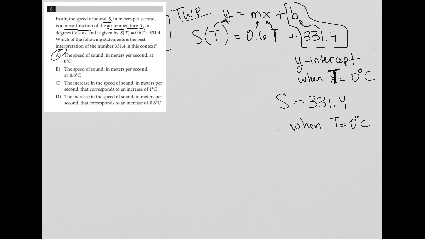But let's read the rest just to make sure. Choice B, the speed of sound in meters per second at 0.6 degrees Celsius. No, it should be 0. Choice C, the increase in the speed of sound in meters per second that corresponds to an increase of 1 degree Celsius. That sounds much more like the slope, right? So not the y-intercept. And then lastly, choice D, the increase in the speed of sound in meters per second that corresponds to an increase of 0.6 degrees Celsius. So that's also incorrect. So hopefully you see that A is the best answer here.